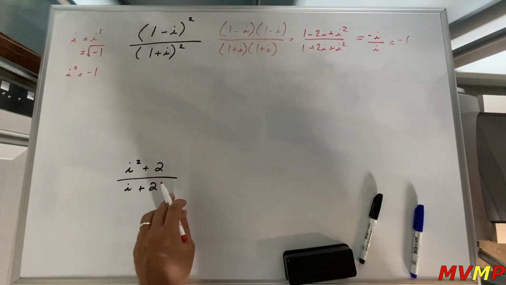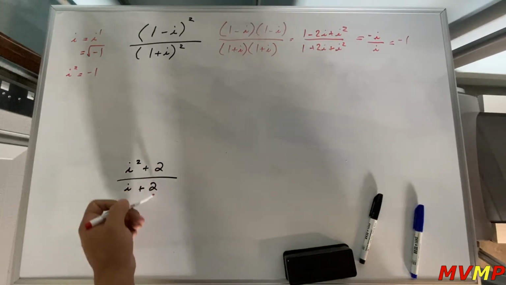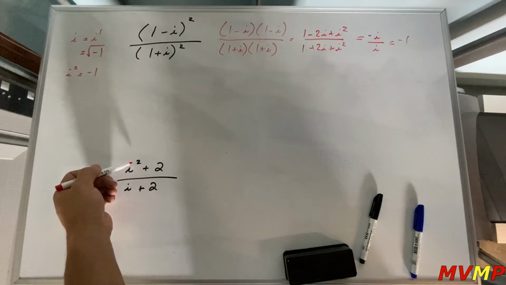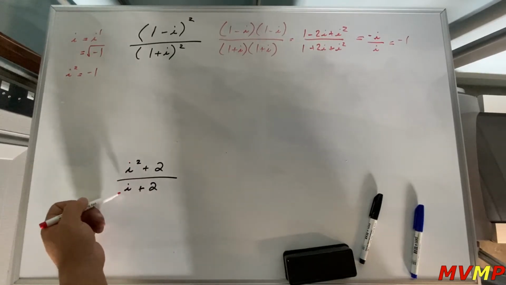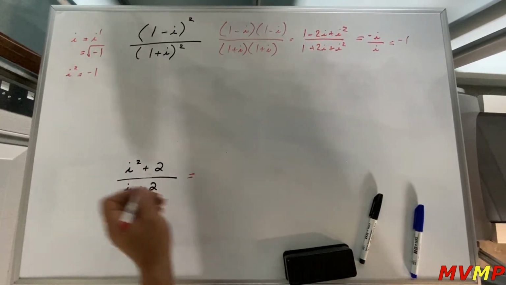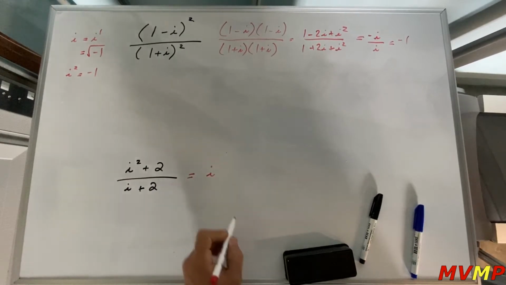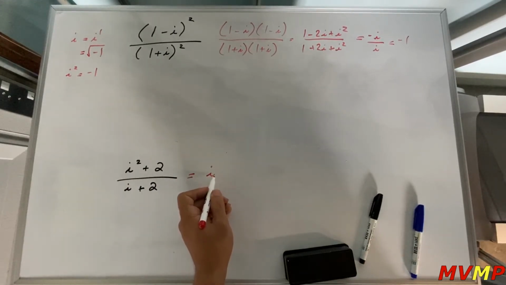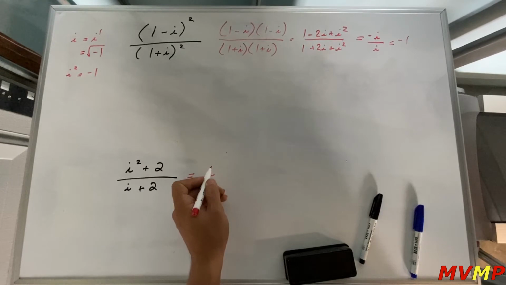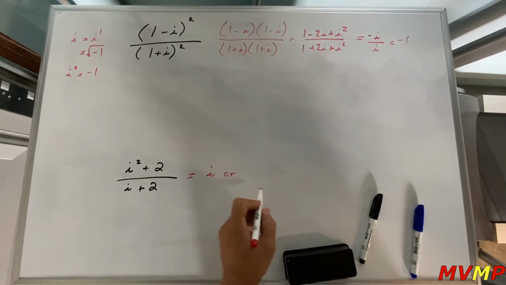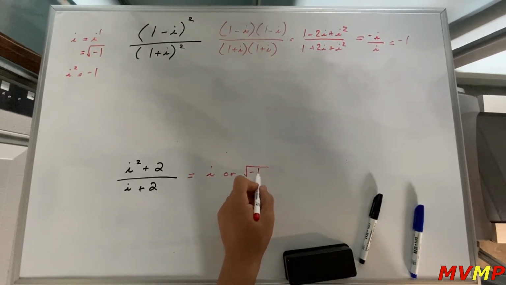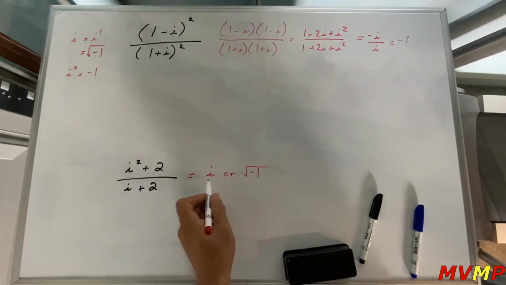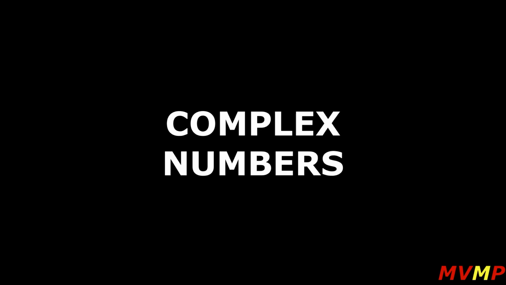Now for a problem like this, the 2s just divide out. There's 2 to the power of 2 on top and on the bottom, so you are just left with i. So if you see an answer as i or square root of negative 1, those would be the correct answer.